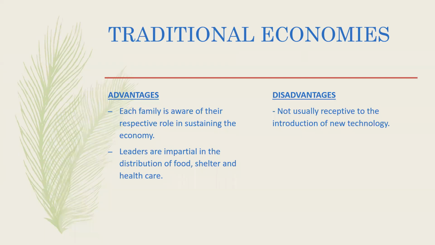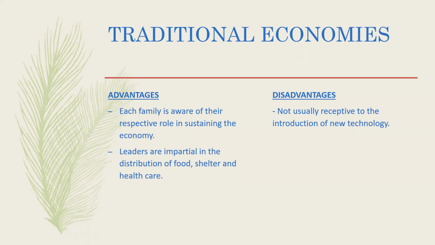Leaders are impartial in distribution of food, shelter, and health care. So the traditional, they know what they have to do. They want to survive, so they're going to put things in order to ensure survival. Whereas the disadvantages, what we are seeing here, are the disadvantages.